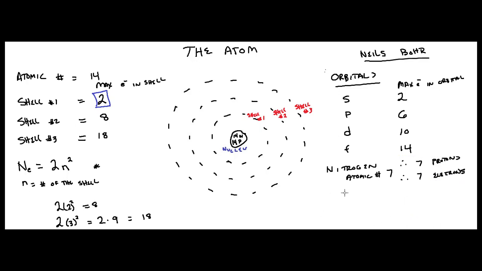Here we go. So how would we write that? We're going to say this can be written as 1s2. And then it also is written, this is all continued, this is the second part of it, 1s2 2s2, and then 2p3.